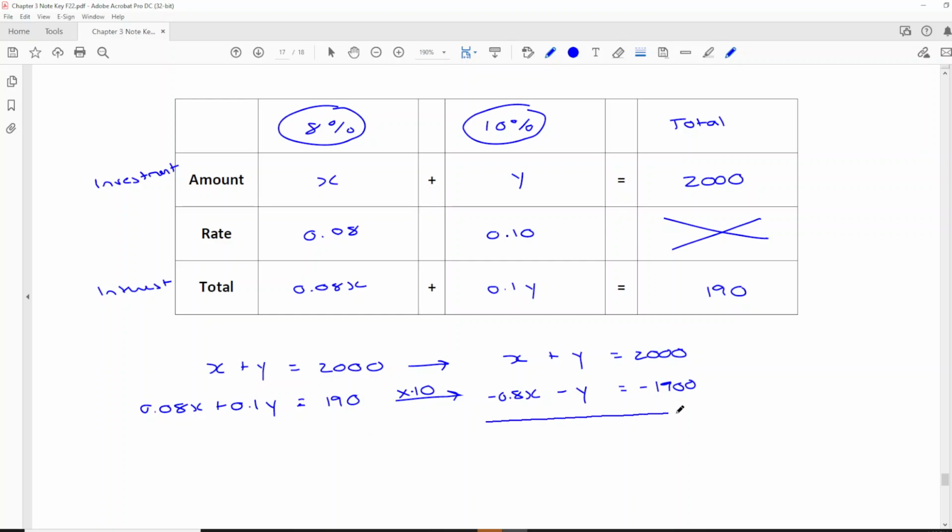Then I'm going to add these two equations together. 1 minus 0.8 is 0.2x, and then 2,000 plus negative 1,900 is 100. So to get x by itself, I'm going to divide both sides by 0.2. And I end up with x equals 100 divided by 0.2, which is 500. And again, you could have used substitution or any other type of elimination for that.